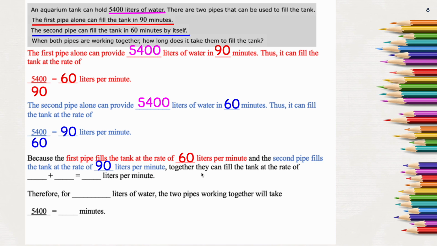I want to find out together they can fill the tank at a rate of 60 plus 90. I'm going to add them together per minute, because this is how much they're doing per minute. So together, it's 150 liters per minute. That's a decent amount of water. Therefore, the 5,400 liters of water with the two pipes working together will take 5,400 divided by 150, which is only 36 minutes. That's definitely a lot faster than the 60 or the 90 minutes. I was referencing the wrong numbers there. Same numbers, but wrong reference. So it's just a way of looking at a work problem.